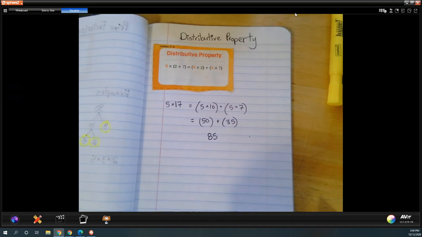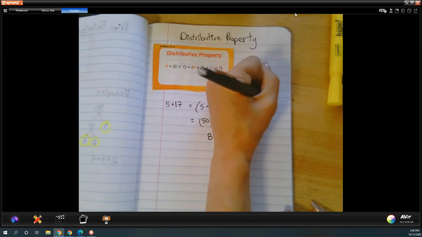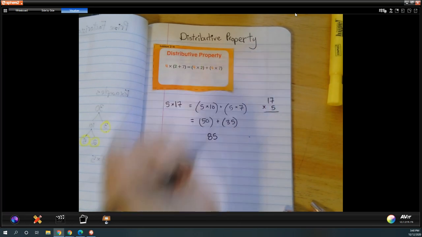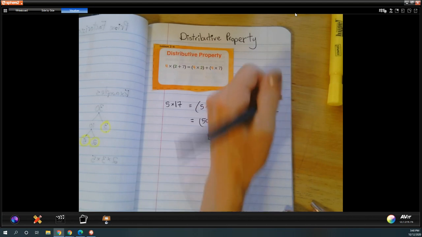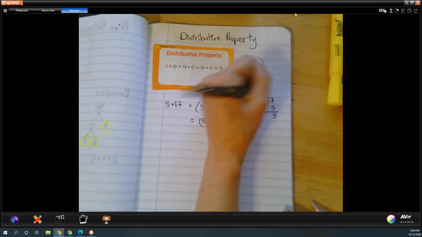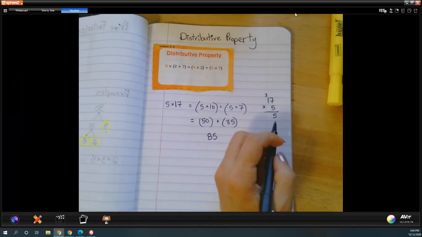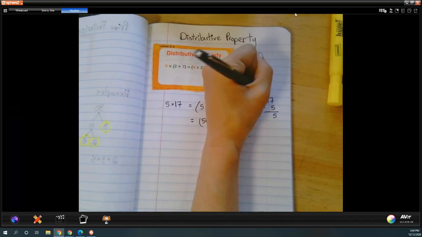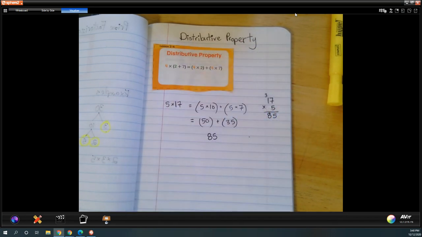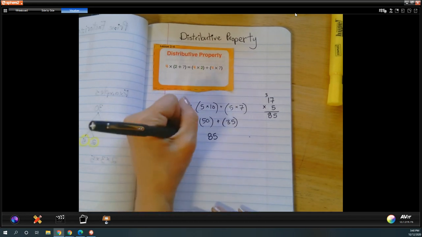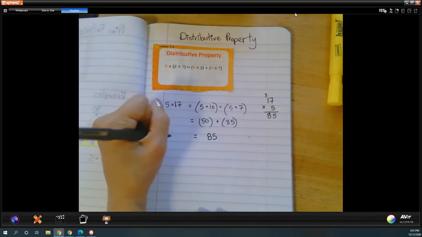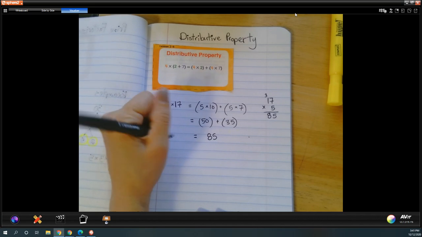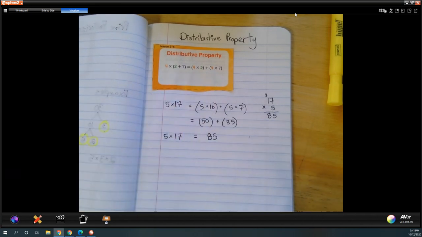Now, I'm going to make sure that I'm correct. I'm going to go the traditional way over here to check my work. 5 times 7, 35. Carry that 3 to the tens place. 5 times 1 is 5, plus my 3, 6, 7, 8. Yay. This is a great method for breaking apart your numbers so that you can quickly solve them.